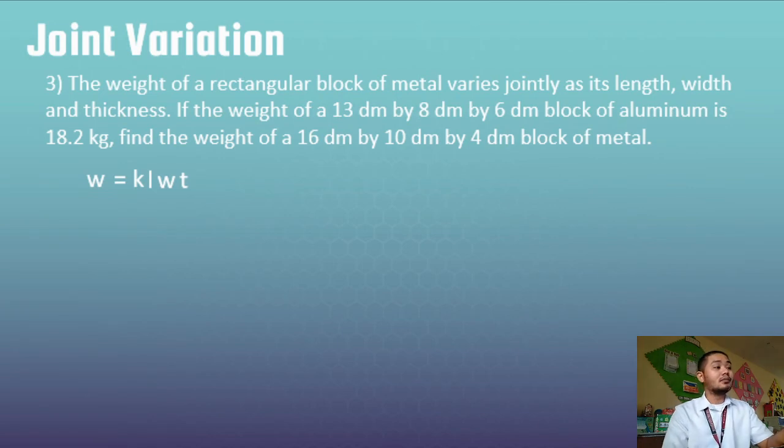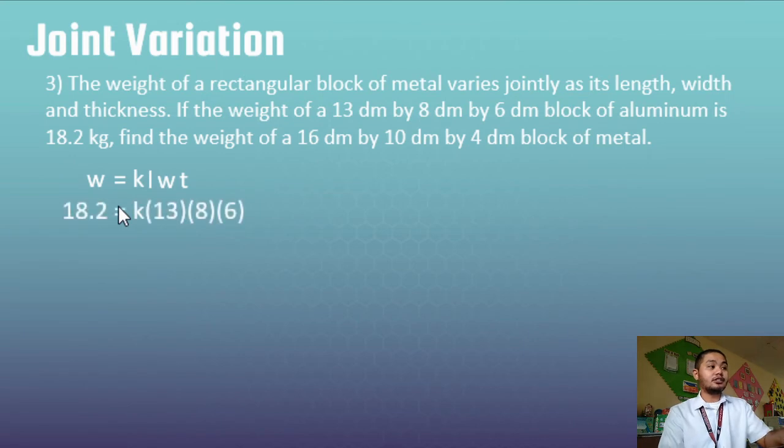Let us continue. If the weight of a 13 decimeter by 8 decimeter by 6 decimeter block of aluminum is 18.2 kilograms, find the weight of a 16 decimeter by 10 decimeter by 4 decimeter block of metal. So ano yung gagawin natin ngayon dito? Solve for the constant of variation. So yung weight ng metal, 18.2 daw siya. Tapos yung kanyang dimension is 13 by 8 by 6. So yun yung i-substitute natin dito. As you can see on our screen.